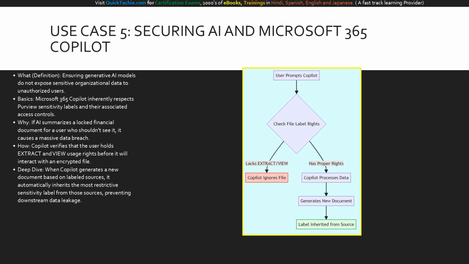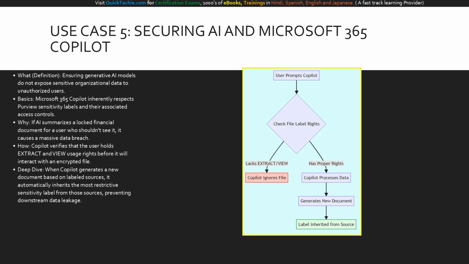Copilot is hard-coded to respect Purview sensitivity labels. Why does this matter? Because if Copilot could bypass labels, it would be a massive compliance violation. How does the integration work? When a user asks Copilot to summarize a file, Copilot checks the label's encryption. The user must explicitly hold extract and view usage rights, or Copilot acts as if the file does not exist.